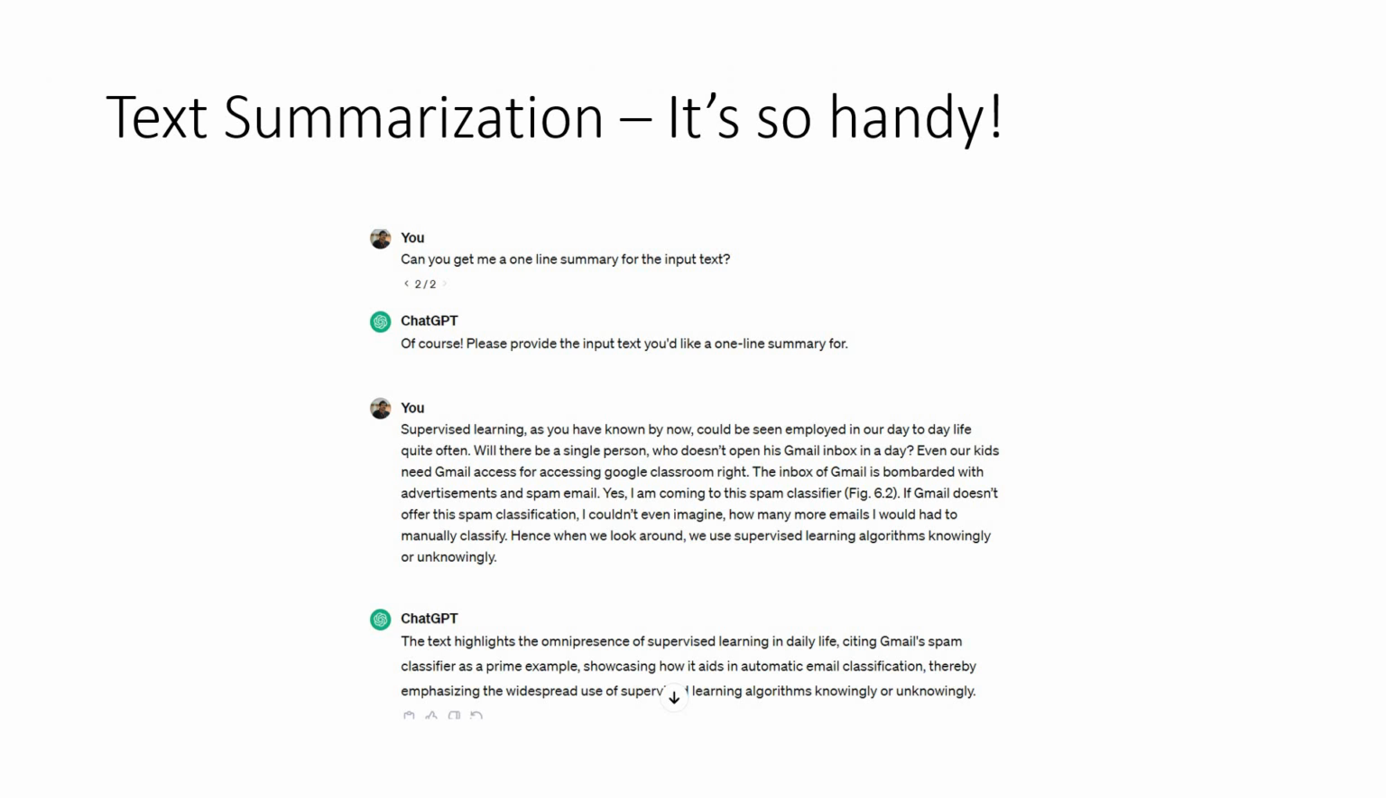Text summarization. Can you get me a one line summary of the input text? That's a question I'm asking it. Yes, please provide me the input text that you would like a one line summary for. So it is asking me that. Now if you see that I am posting a one paragraph content about supervised learning and it has given me a quick summary about what I have posted. So that's absolutely fantastic. This is called text summarization. When you feed in a big news article, a large news article, and you want one or two liners about it to understand the crux of it, you can use ChatGPT for that.